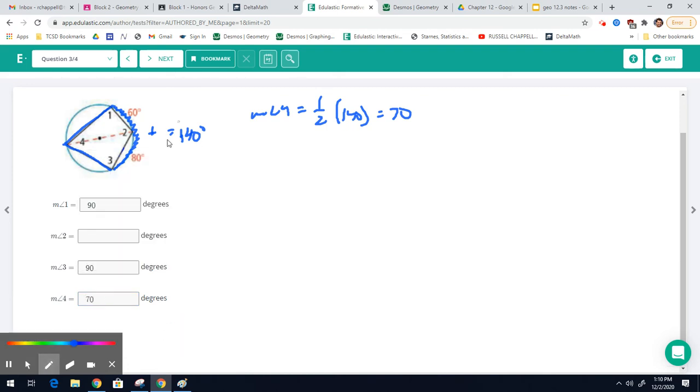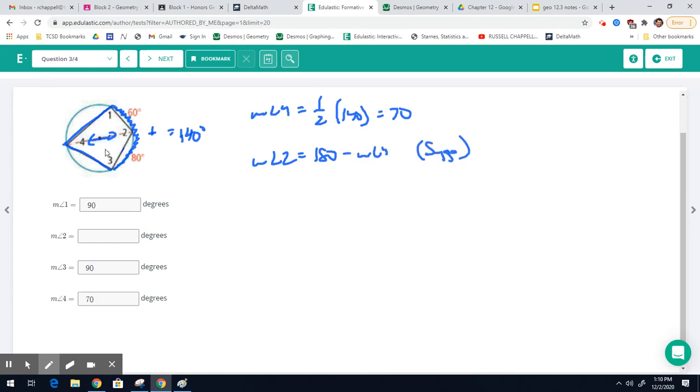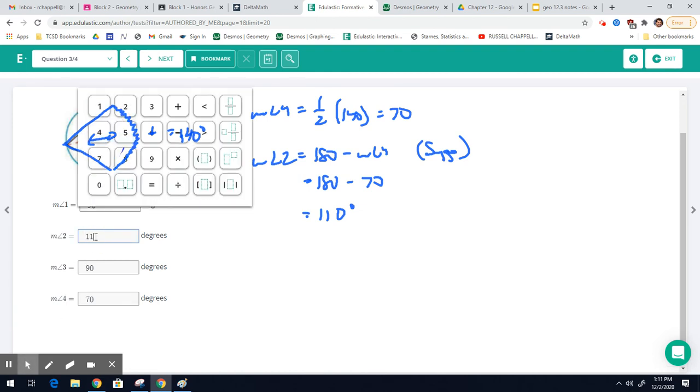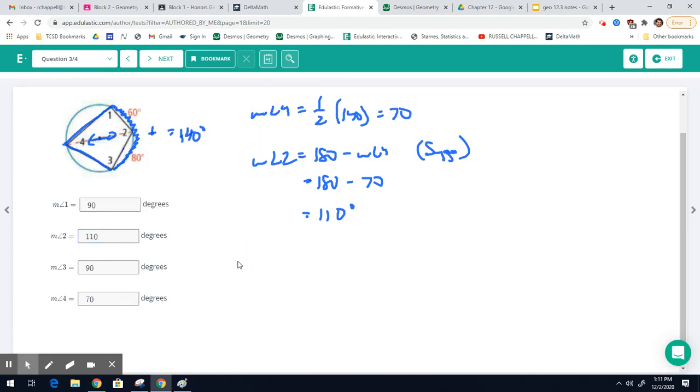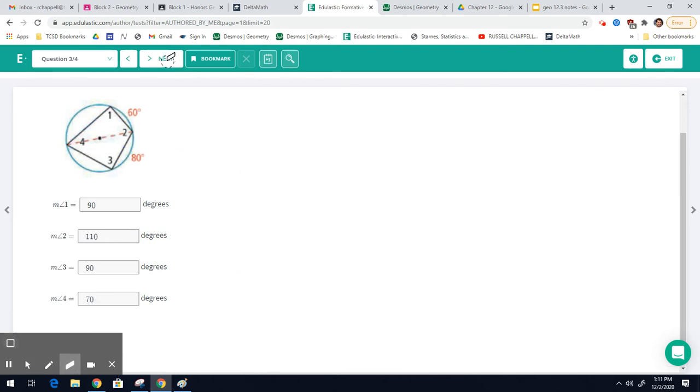And then angle 2 is an opposite angle to angle 4 in this inscribed quadrilateral. To find the measure of angle 2, we're going to take 180 minus the measure of angle 4 because they are supplementary. Opposite angles of a quadrilateral inscribed in the circle are supplementary. So that means angle 2 is 180 minus 70. Angle 2 is 110 degrees. There we go. So that's that last corollary involving an inscribed quadrilateral.